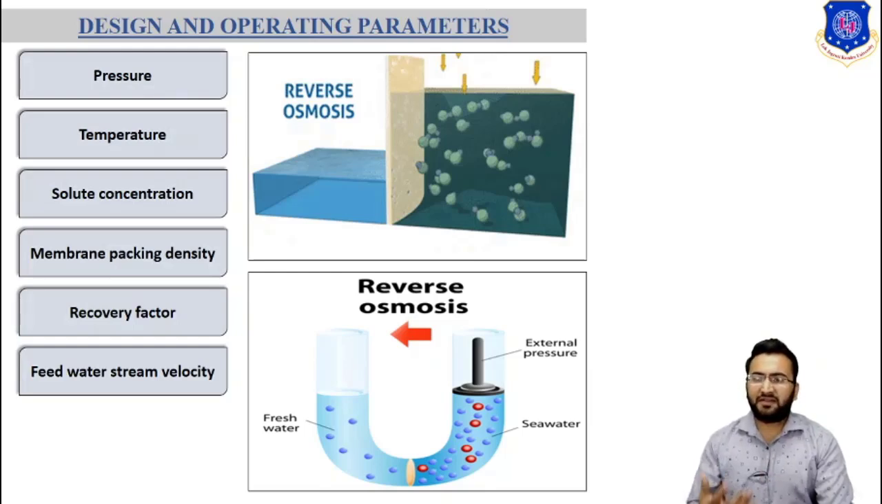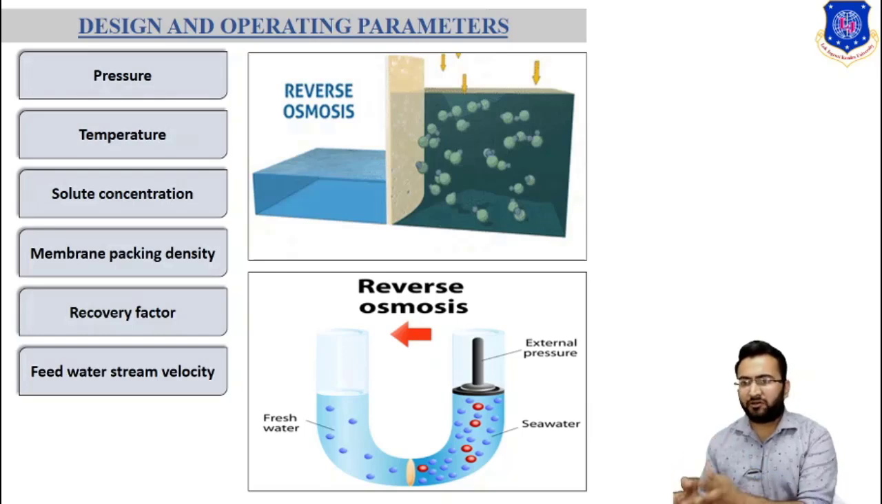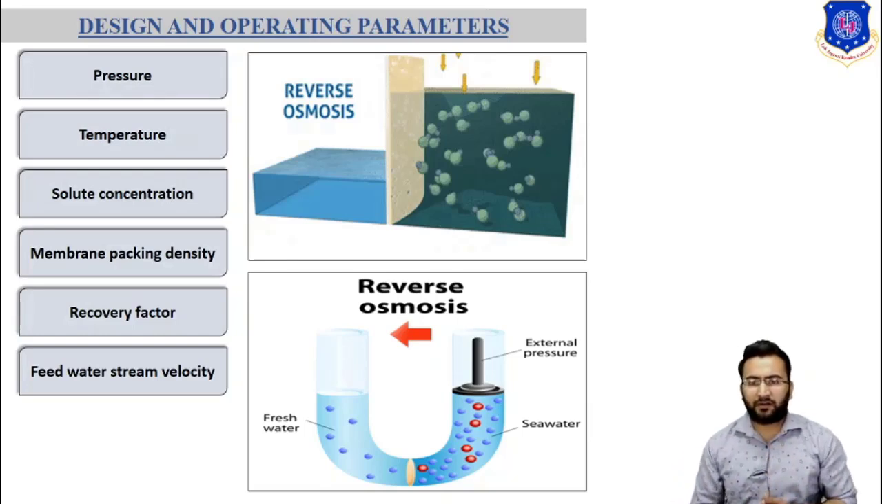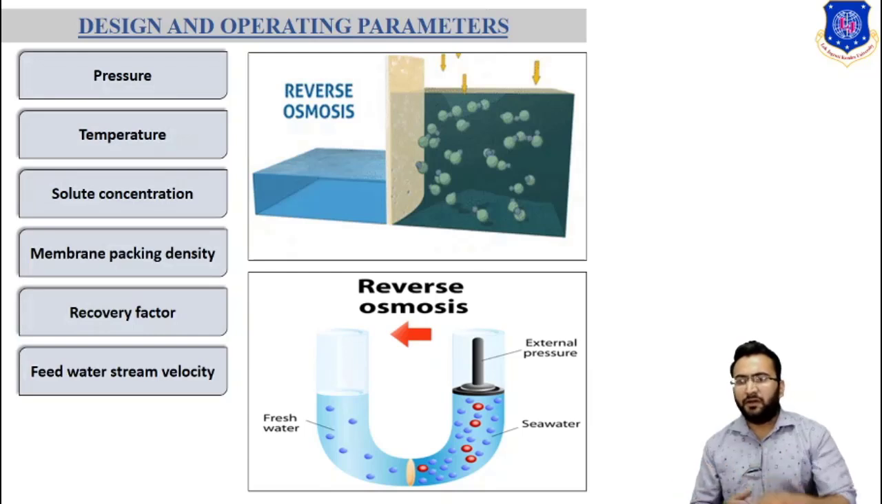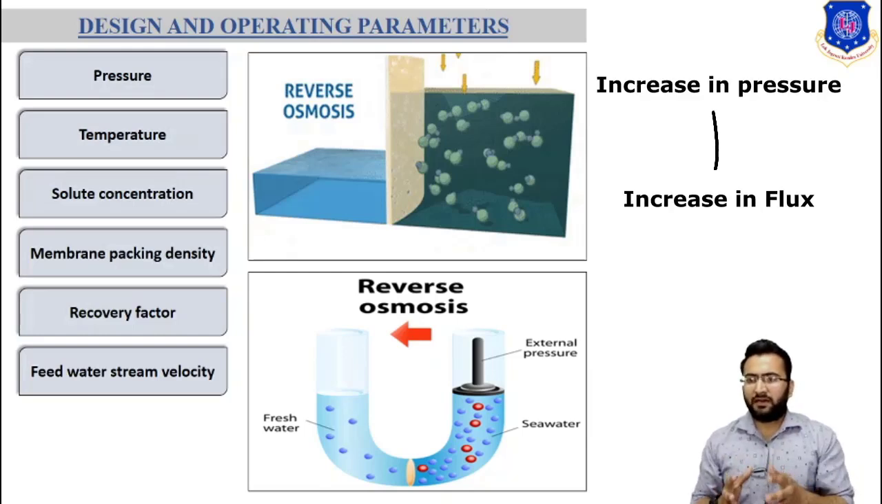So let us discuss in detail the pressure. The water flux is a function of the pressure differential between the applied hydrostatic pressure and the osmotic pressure across the membrane. Passage of water increases with increase in applied pressure. Assuming the osmotic pressure is constant, solute rejection rises with the pressure, since solvent flux is increased and solute diffusion does not. So we can say that with increase in pressure we can get a higher flux in reverse osmosis.